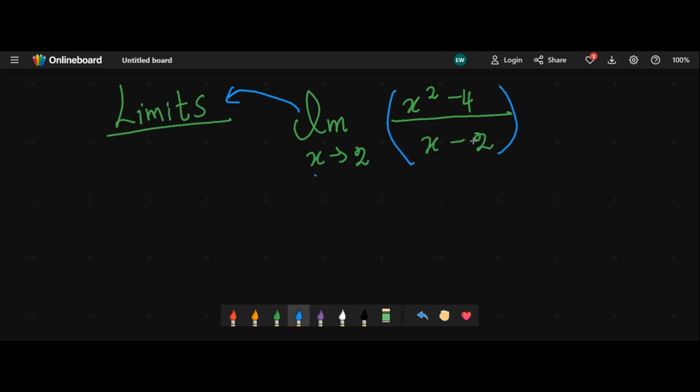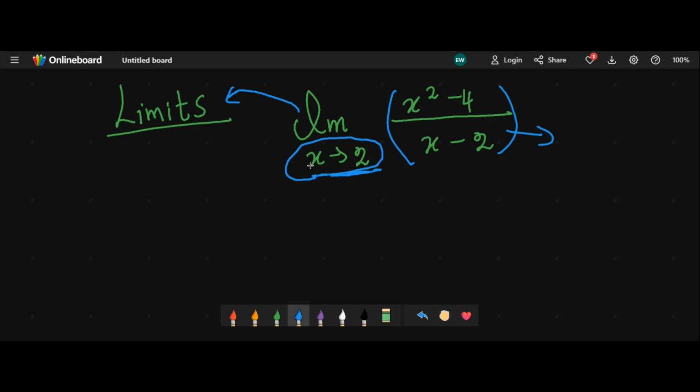It means x is very close to 2. Then there is a function x squared minus 4 divided by x minus 2. So what is a limit? Limit is simply that we are trying to predict the value of this function when x approaches 2. Approaches 2 means when x is very close to a specific number. So limit is us trying to predict the value of a function as x gets very close to a specific number.